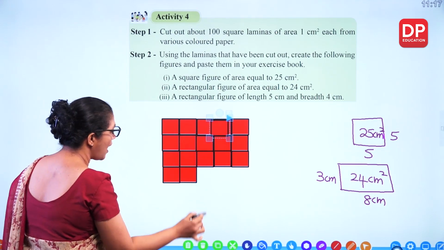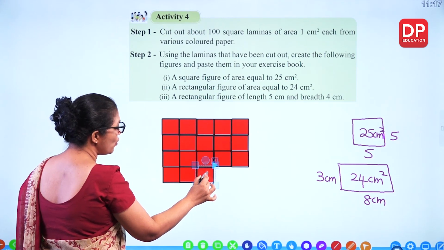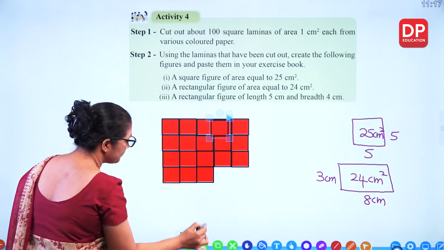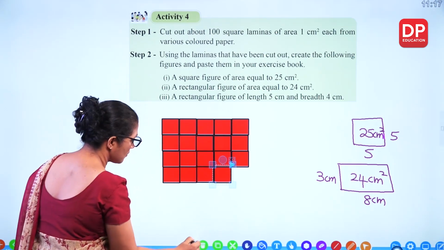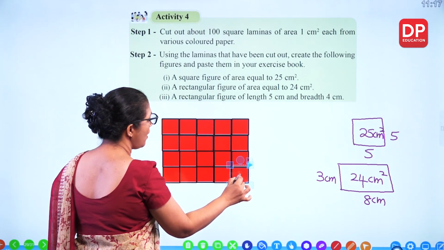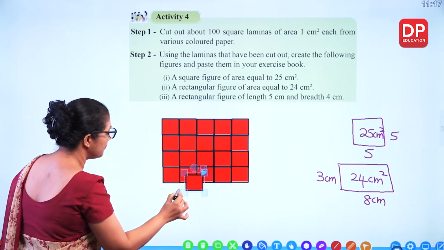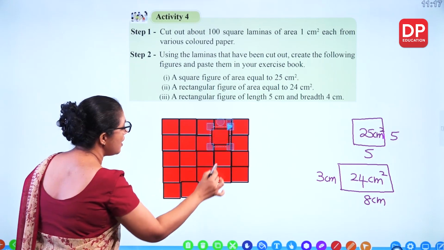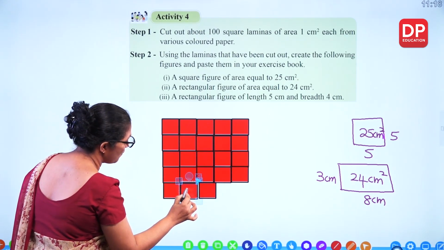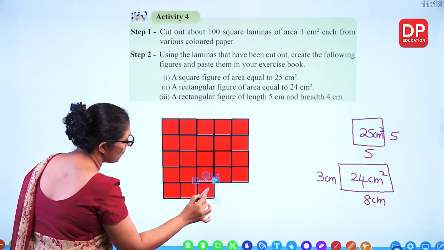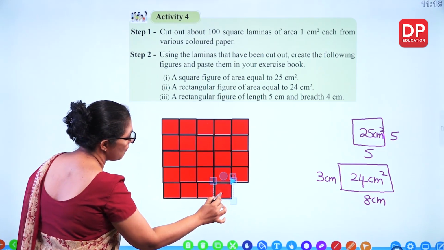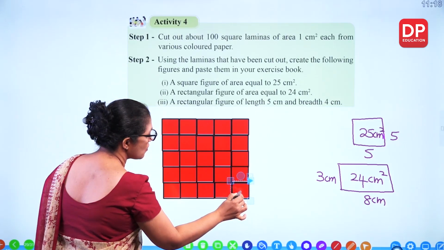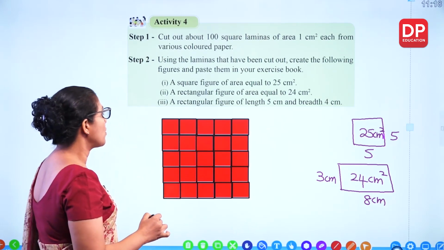You can take different colored papers and create these shapes. But before you do that, make sure that you do the calculations and see if it's a square, all sides are equal. So, is this a square? Not yet. We need another line. This is length 5 and width is 5. We have one more to cover. So this is a square with 25 squares all together.